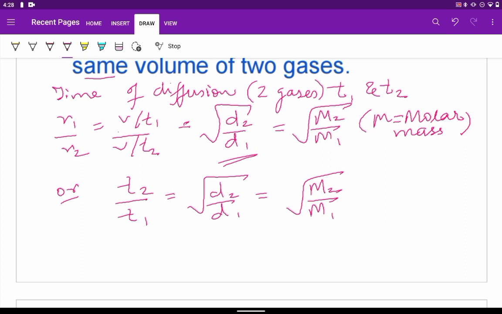So if the density or molar mass is more, the time taken will be more. T2, D2, M2, C all are equally related, but the rate will be reversed. If density is more, rate will be less, because there is an inverse relation between rate of diffusion and density of the gas.